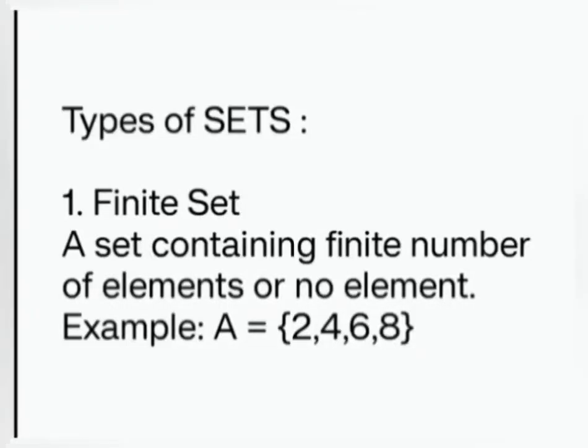Today we teach you types of sets. So the first is finite set. A set containing finite number of elements or no element is finite set. Example of finite set is A equals {2, 4, 6, 8}.